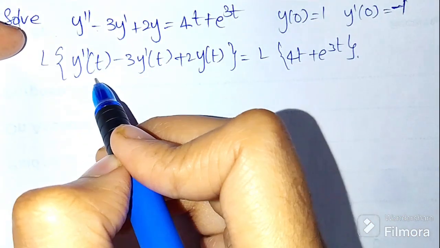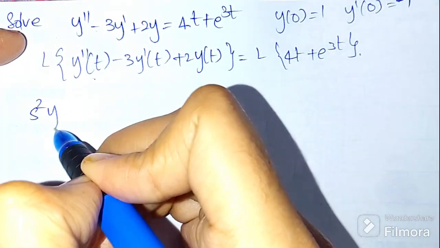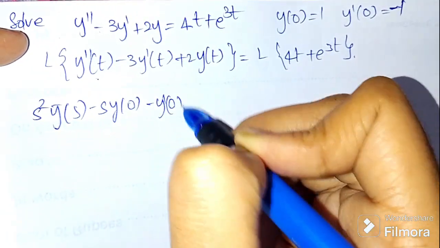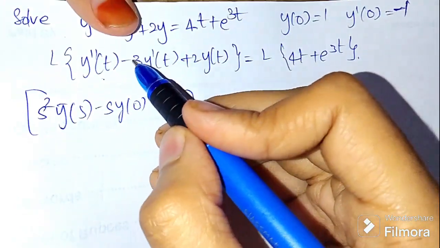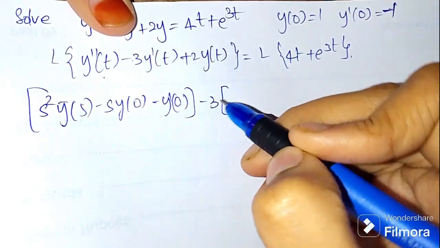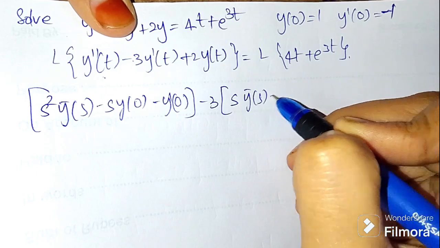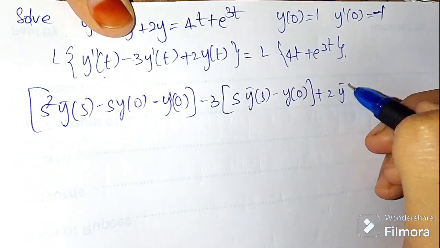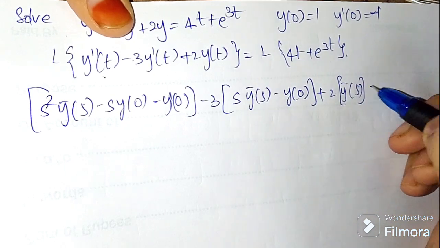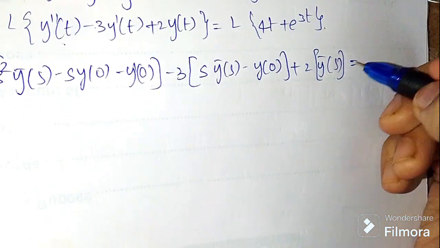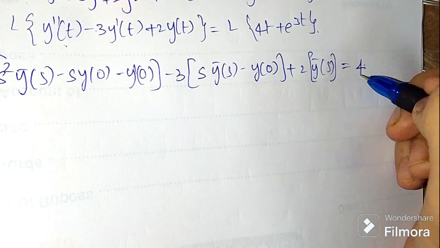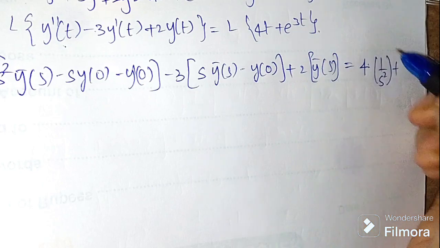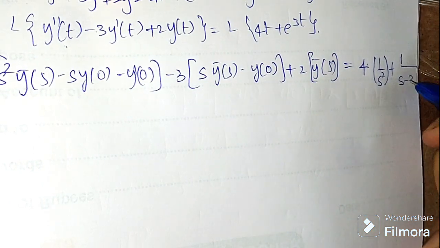what is Laplace of y double dash of t? s square y bar of s minus s into y of 0 minus y dash of 0. Minus 3 into y dash of t is s into y bar of s minus y of 0, plus 2 into Laplace of y of t is y bar of s. This side, Laplace of 4t, so it will be 4 into 1 by s square. Laplace of e power 3t, 1 by s minus 3.